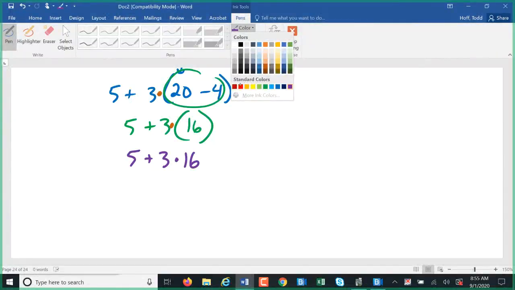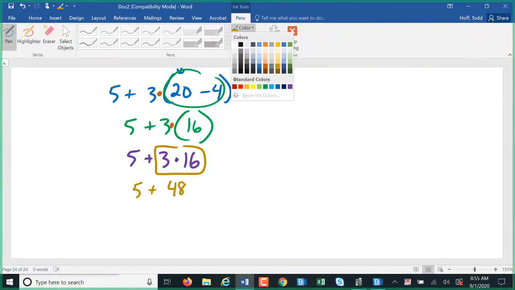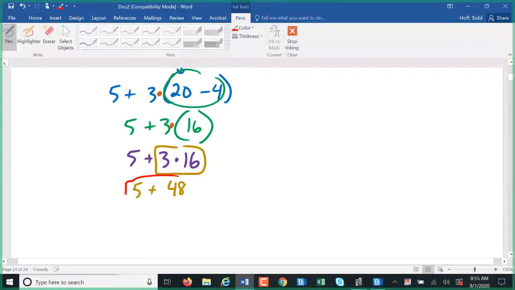Now there's no more enclosing symbols. There are no more exponents. We do have multiplication here. 3 times 16 is 48. We still have the 5 plus there. And all that's left is to add 5 plus 48, which is 53.